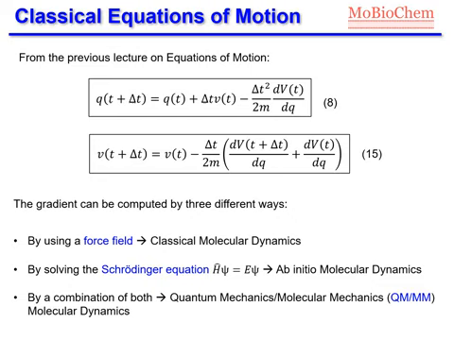And finally, we can also combine both approximations by solving the Schrödinger equation for a small fragment of the system, so we use quantum mechanics for a small fragment of the system, and we use a molecular mechanics force field for the rest of the system, for the environment. This approach is usually called QM-MM molecular dynamics. In this lecture, we are going to focus on the first approximation, which is the most common one, where we are going to use a force field in order to compute the gradient of the potential energy to solve the velocity-Verlet equations.